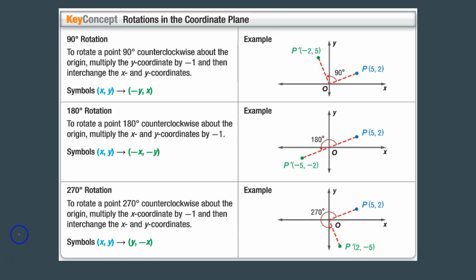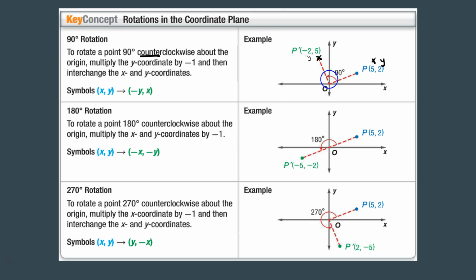Alright, so now let's go over rotations on the coordinate plane. When we're talking about 90-degree rotations, in this particular case we're talking about counterclockwise. So we have our point P, which is x, y. What they're saying is that it's now going to change to negative y, x. Well, y is 2, so negative y is going to be negative 2. So now the y changes to negative y, and x remains the same.